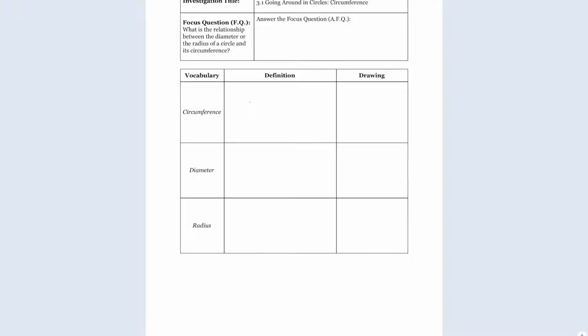All right, let's go ahead and dive right in. 3.1 is called Going Around in Circles. We're talking specifically about the circumference of circles, and that's actually our first vocabulary word today. The focus question is, what is the relationship between the diameter or the radius of a circle and its circumference? By the end of this lesson, we should be able to answer this question by stating exactly how the diameter is related to the circumference, or how the radius is related to the circumference, and vice versa.